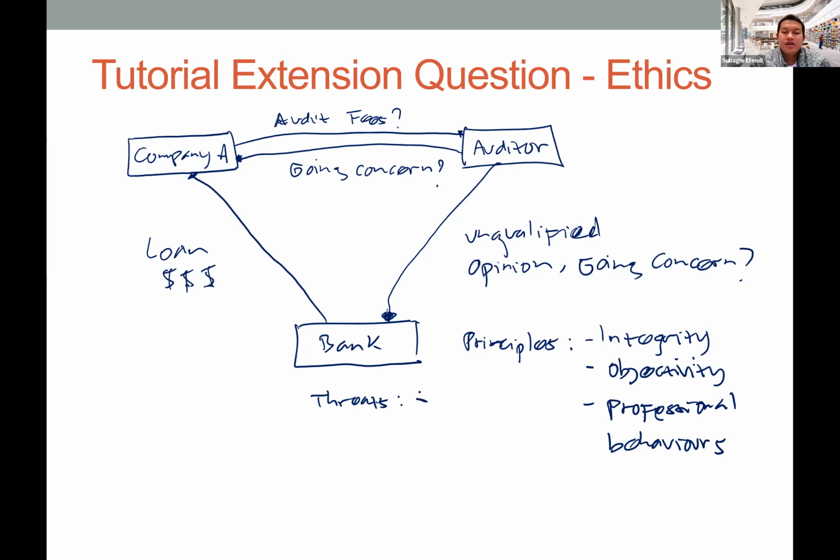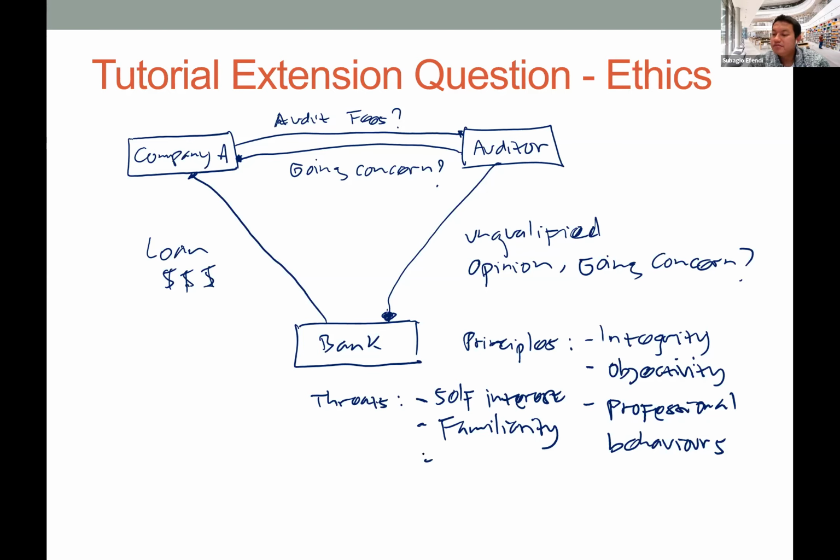So first we have self-interest, right? The company, the auditors, and the bank all have self-interest, which may affect their objectivity in evaluating the case. And we also have a problem with familiarity, because this engagement or the scheme has already been happening for quite a long time.